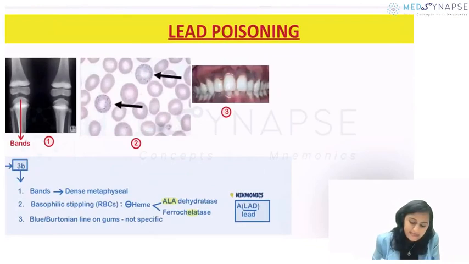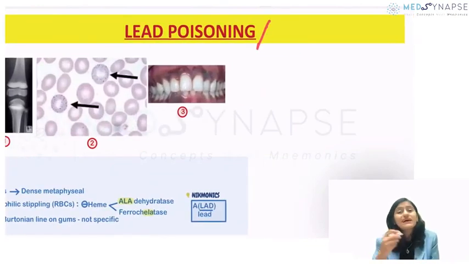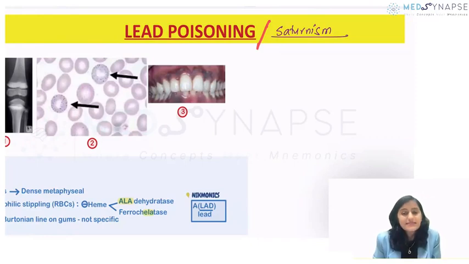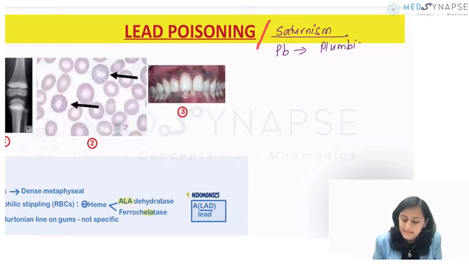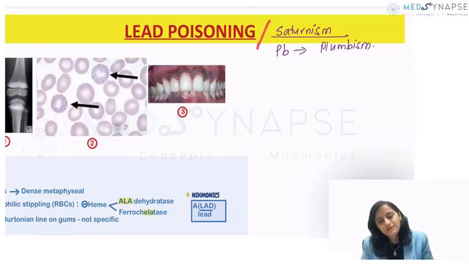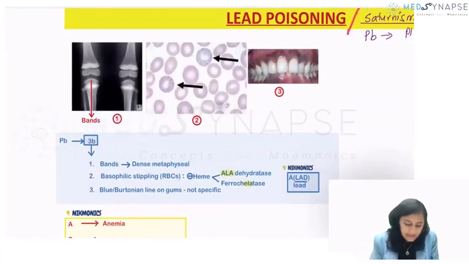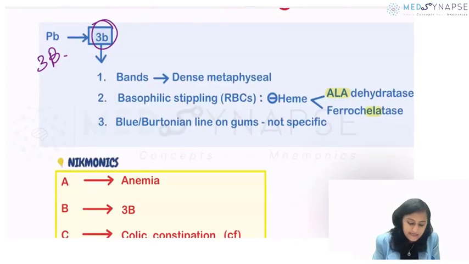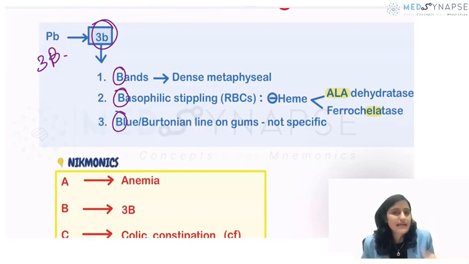Going to lead poisoning, very important. Remember, the other name for lead poisoning has been asked in NEET PG and FMGE also. It is Saturnism. Or what is the symbol for lead? Pb. So it is also called plumbism. Saturnism, plumbism. For lead, Pb, remember the 3B. Pb is 3B. What are the 3Bs? The metaphyseal bands, basophilic stippling, and the blue or Burtonian line on the gums.